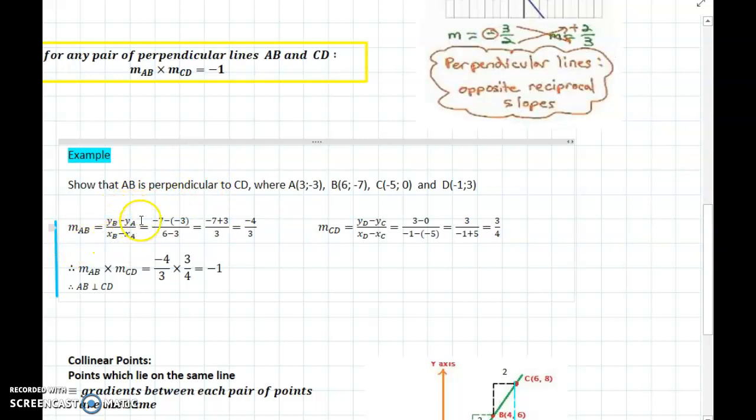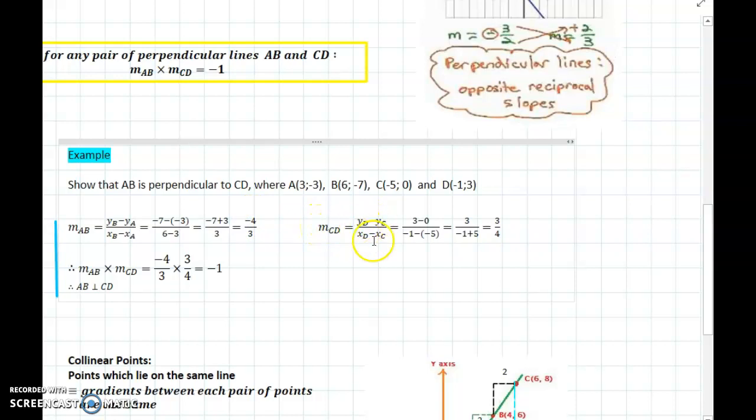Again, there's my formula. So it's negative 7 subtract negative 3, negative 7 minus negative 3, over 6 minus 3. So what do we have on top? We have negative 7 plus 3, and 6 minus 3 is 3. So the numerator gives you negative 4 over 3. Let's work out the gradient of CD.